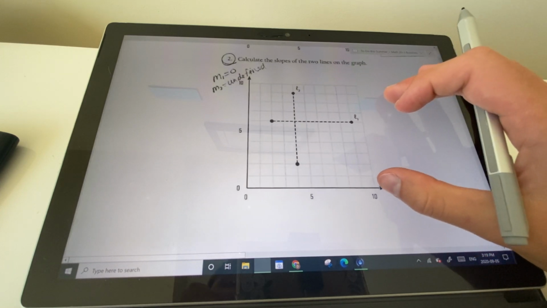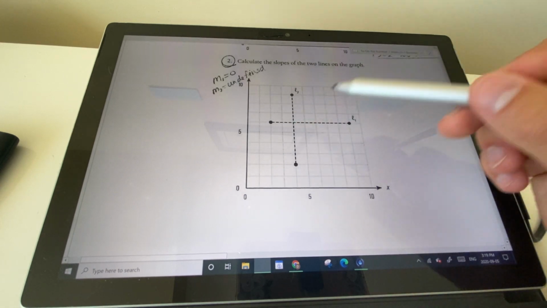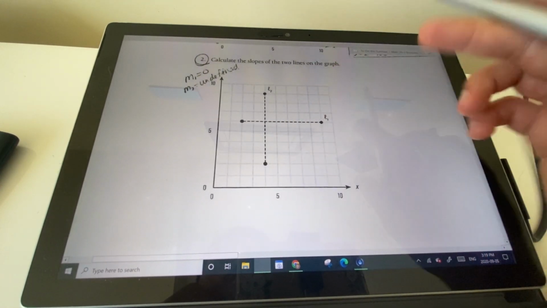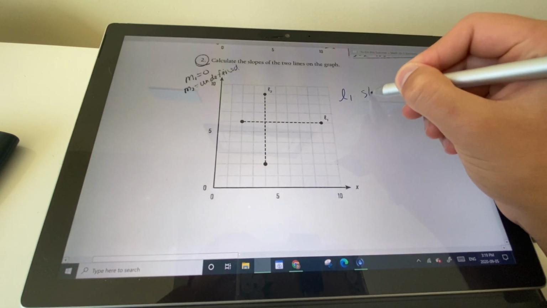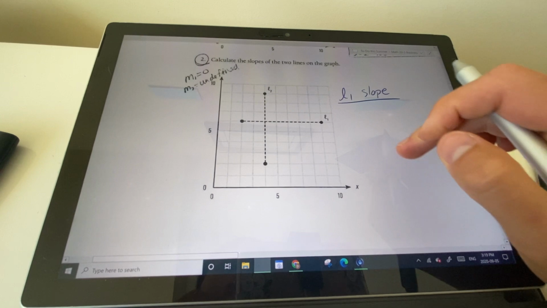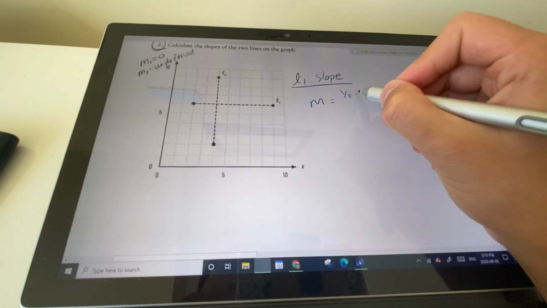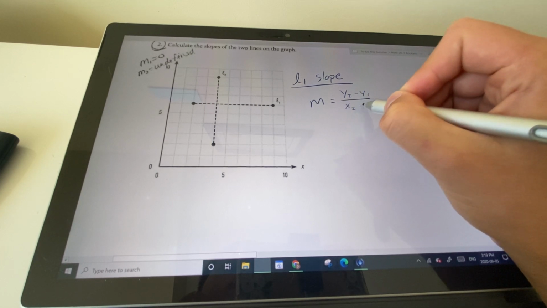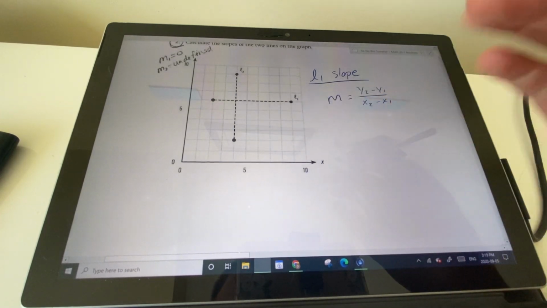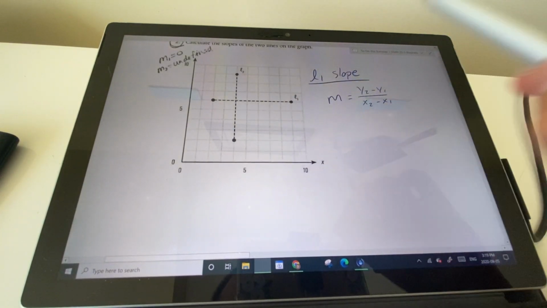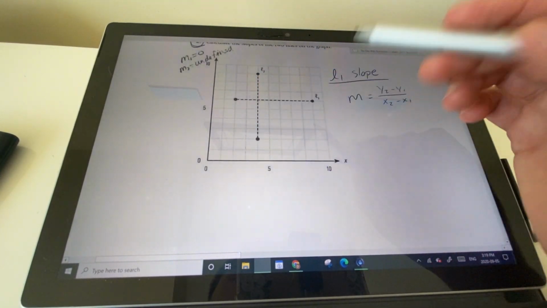Now, let's calculate these slopes here. So these are kind of strange. They're not at an angle. So what happens with that? Well, let's just calculate it as normal. So let's focus on L1 slope. We're still going to use y2 minus y1 over x2 minus x1. It's always useful to know which one's which, so you can relax your brain and just plug numbers in. So here, let's focus on L1, which is this horizontal line.